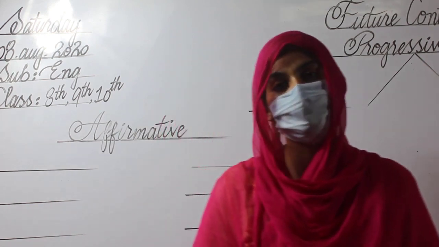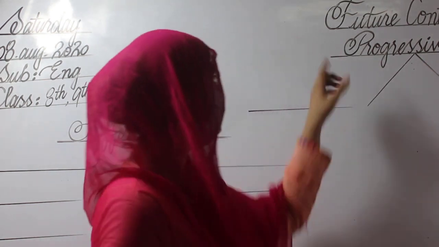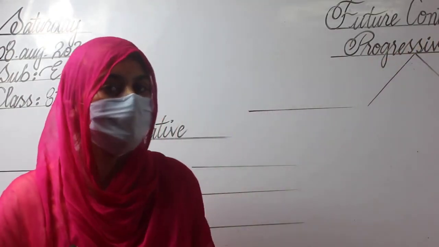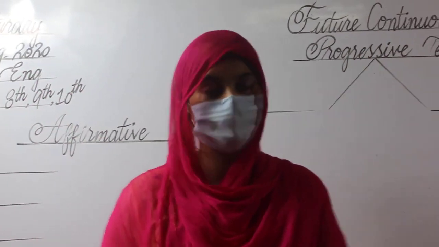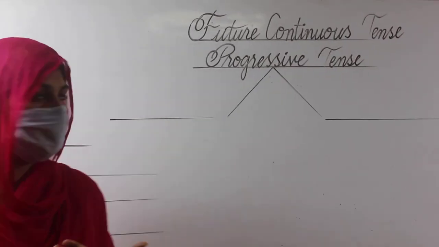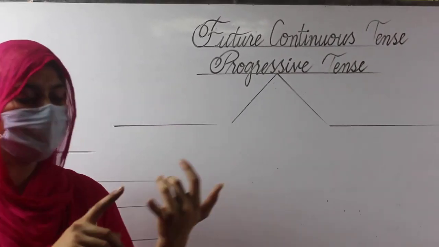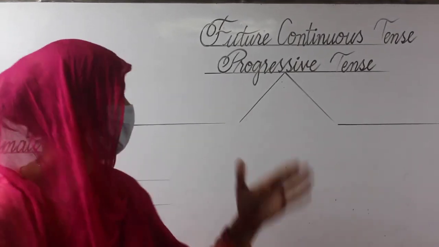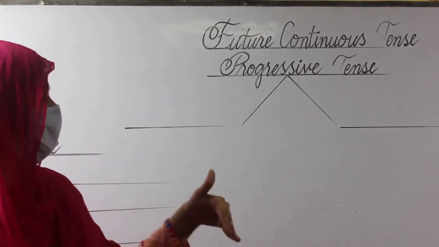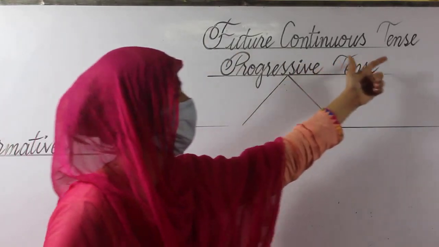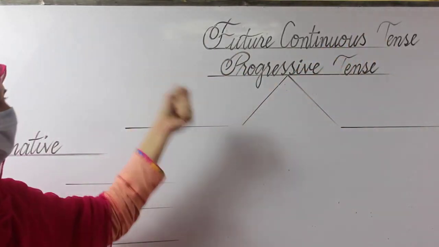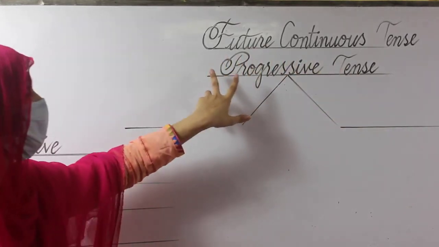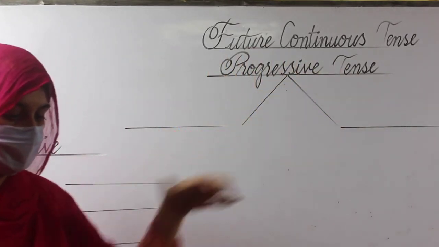I am here with the new topic of grammar, which is future continuous tense. Future continuous tense is a basic name and we have done the previous parts before: present continuous tense, past continuous tense, and now we will discuss the future continuous tense. Another name of the future continuous tense is the progressive tense. We can call it by another name, progressive tense.